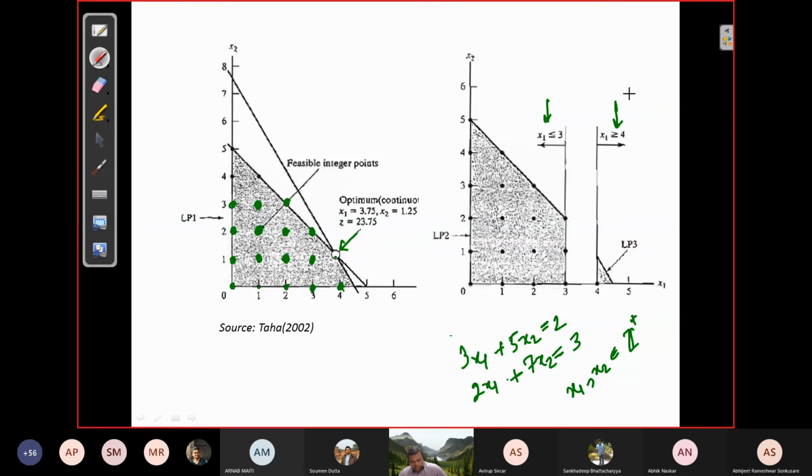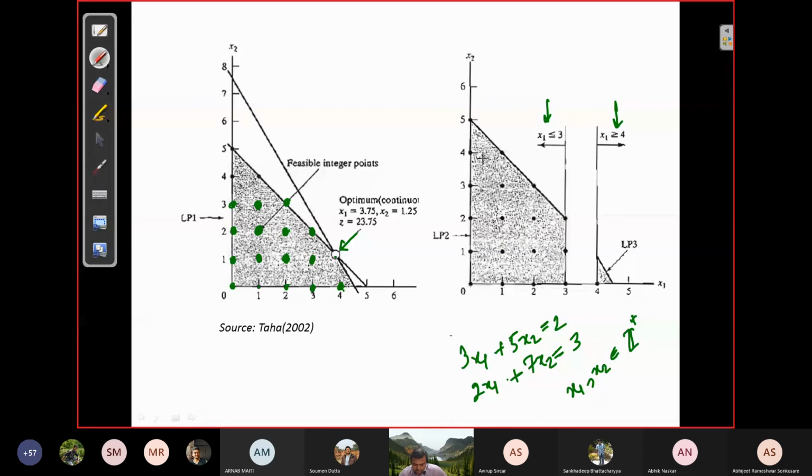Now tell me, is there any integer solution in that removed space? No. So are we really losing anything in terms of the solution of the integer program? No, we are not losing any feasible integer solution. But we have created two subproblems. This integer programming problem is now equivalent to solving these two smaller problems separately.